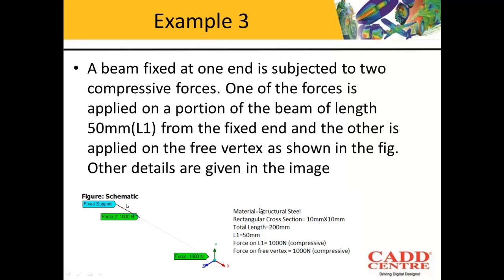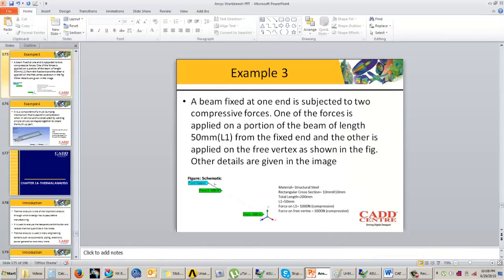The material that we need to use for this type of analysis is structural steel. We are going to use a rectangular cross section which is 10 millimeter by 10 millimeter. The total length of the beam is 200 millimeter and length 1, that is L1, is equal to 50 mm. The force on L1 is 1000 Newton compressive and the force on the free vertex is also 1000 Newton in the compressive direction. Okay. Now let us perform this analysis in Ansys Workbench.